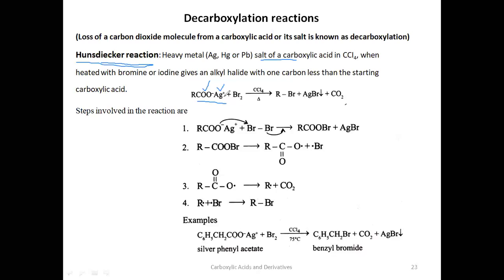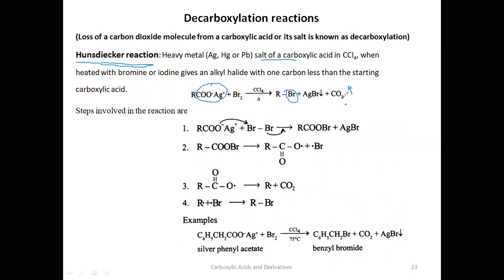So when we heat this with bromine in the presence of CCl4, the whole carboxyl group will be replaced with a halide group. This means decarboxylation is occurring here, with the release of CO2 gas. This is a very important reaction. By this method we can synthesize alkyl halides. AgBr is the precipitate that is formed and CO2 gas is liberated.